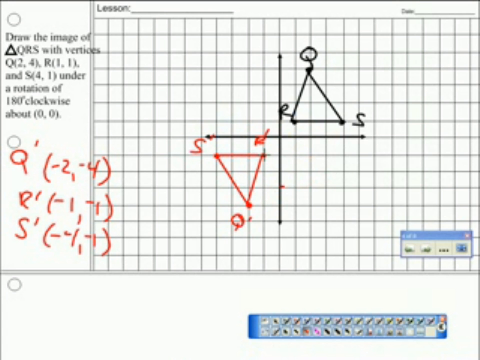Does that look right? Should be upside down. That's in the right place. It's rotating 180 degrees. And one way to check it is to make sure R and R prime are equidistant from the origin. Yep, they're both 1 block away from the origin.